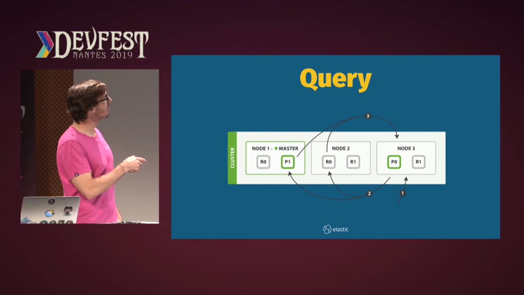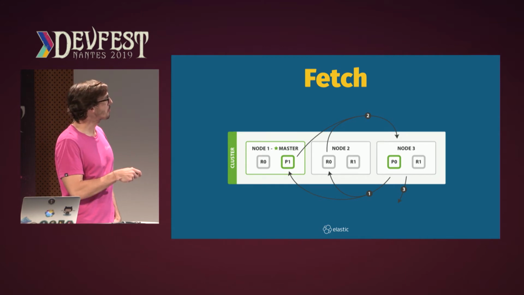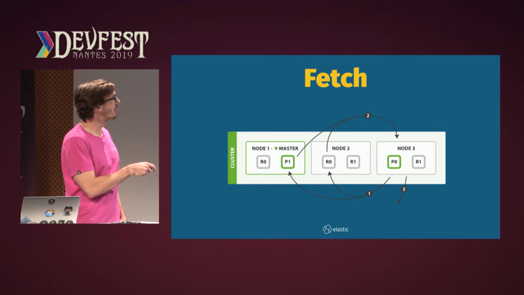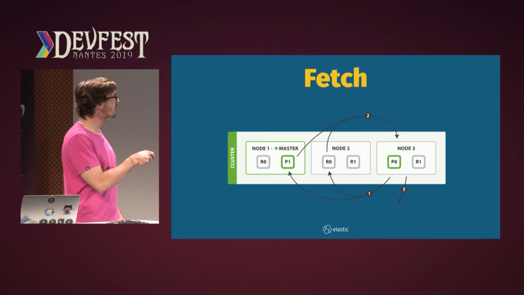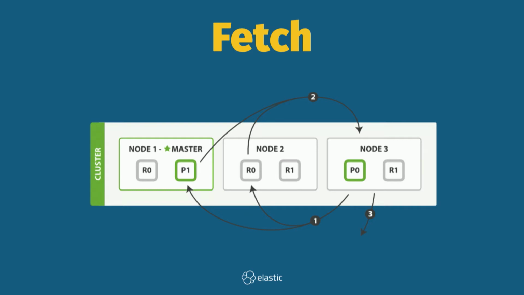That is the query part. And then you have the fetch part. In the fetch part, that node says, overall, these are the top 10 documents, and then it fetches the actual top 10 documents. So in the first step, you just figure out the top 10 results for each shard, and in the second phase, you fetch the actual documents.